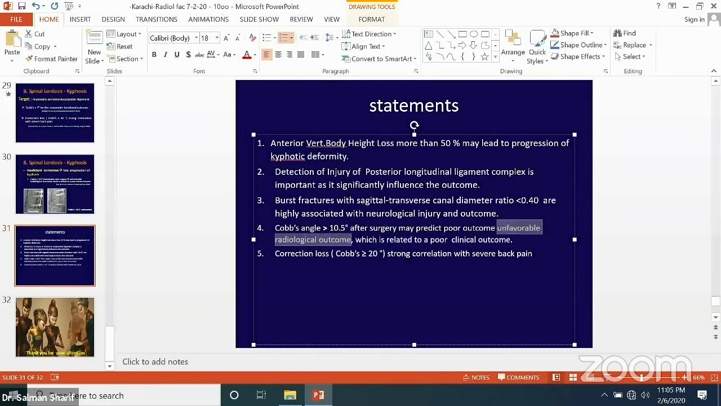Correction loss more than, strong correlation with severe back pain. Should I remove this? Yes, we can delete the 5.